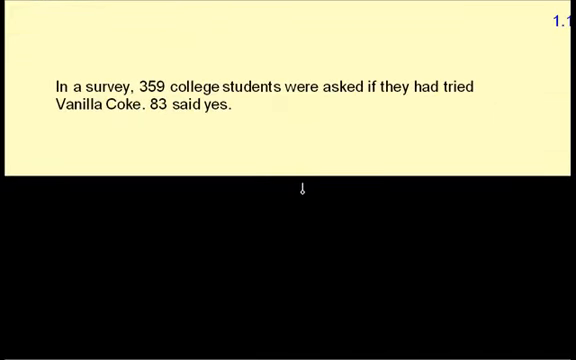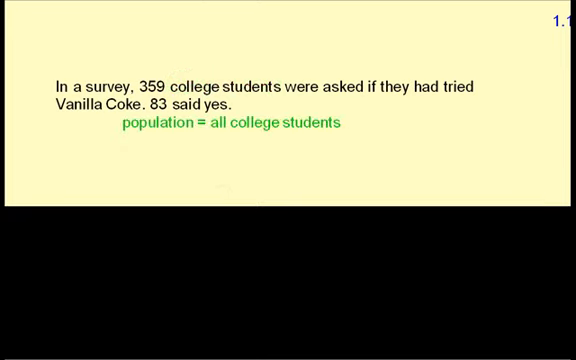An example. In a survey, 359 college students were asked if they had tried vanilla Coke. 0.83 said yes. Who is the population? The population would be all college students. The sample would be the 359 college students who were asked if they liked vanilla Coke.